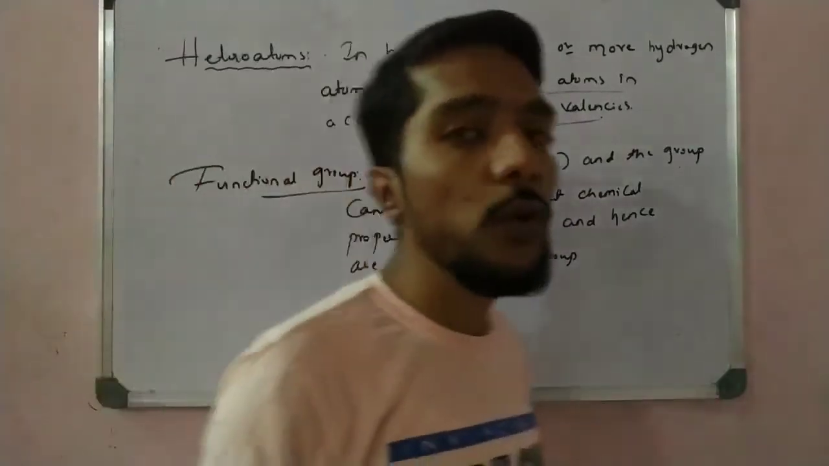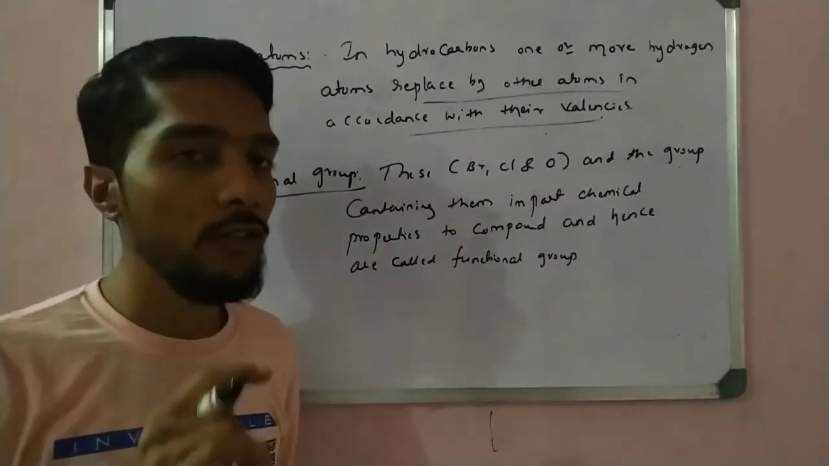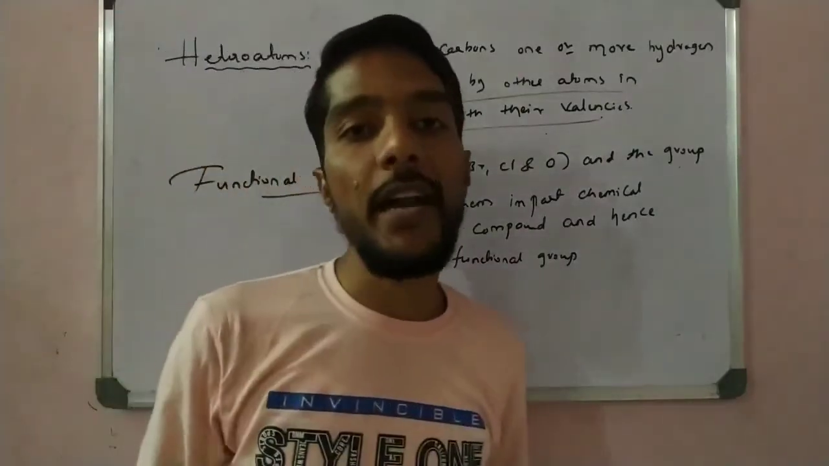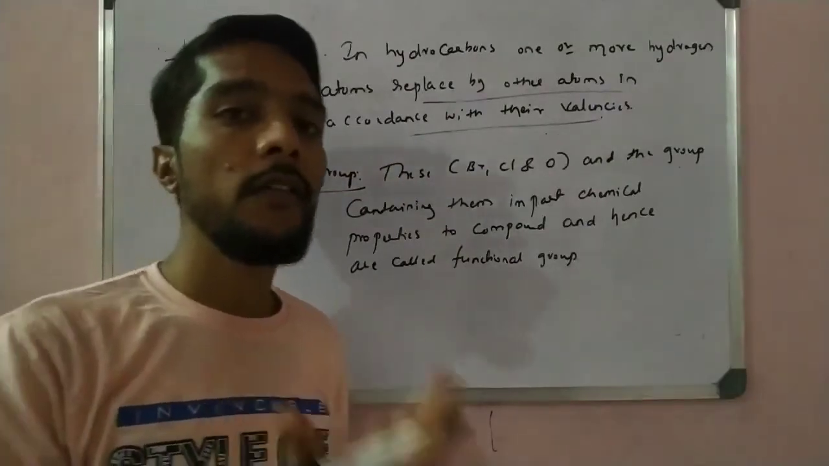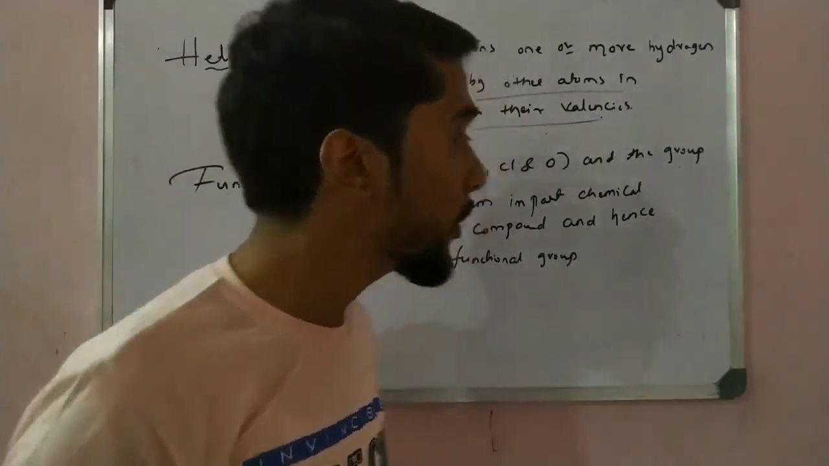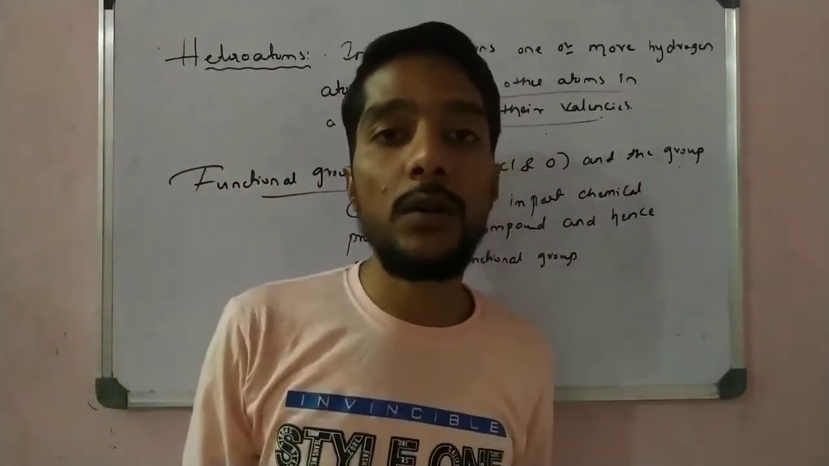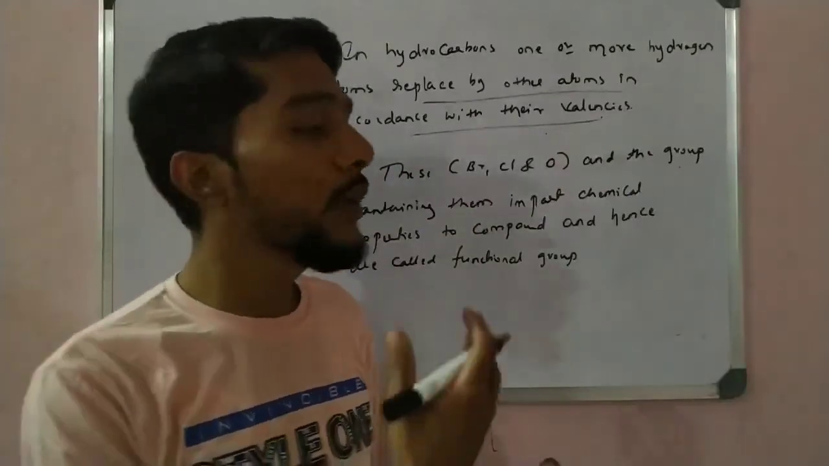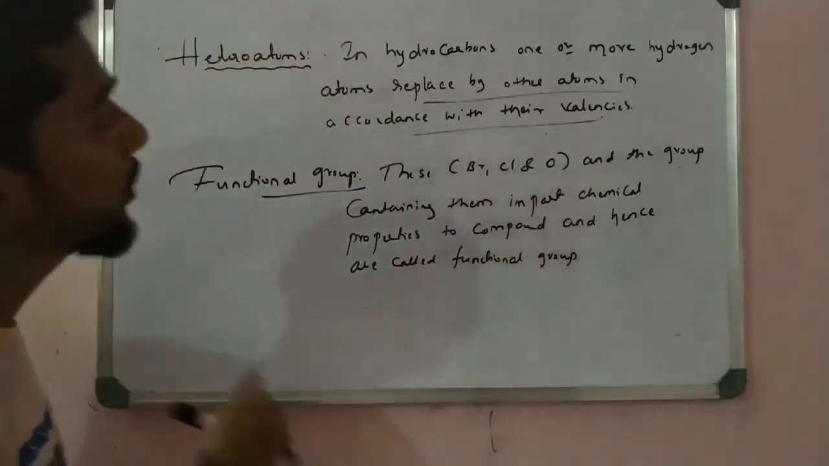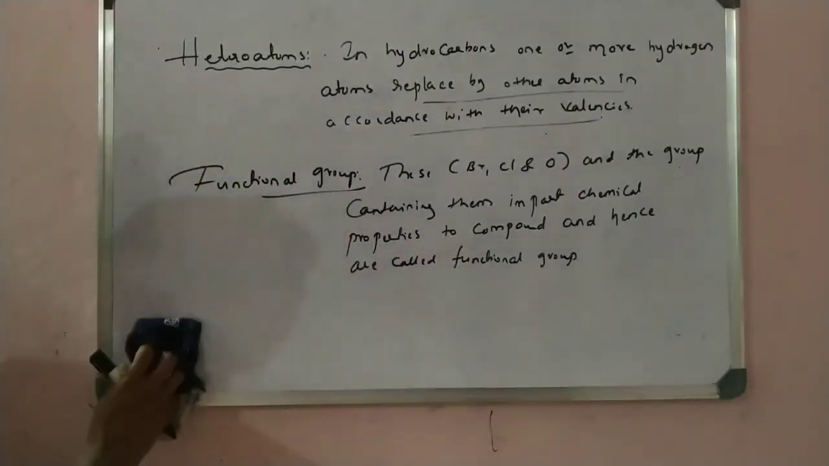So halogens, we know about heteroatoms Cl, Br and oxygen. When they replace the hydrogen, they give the chemical properties, and then they are called functional groups. For oxygen, there are 4 functional groups, right? We will learn them one by one here. So this is our definition of functional group. Pause the video and write down this definition.